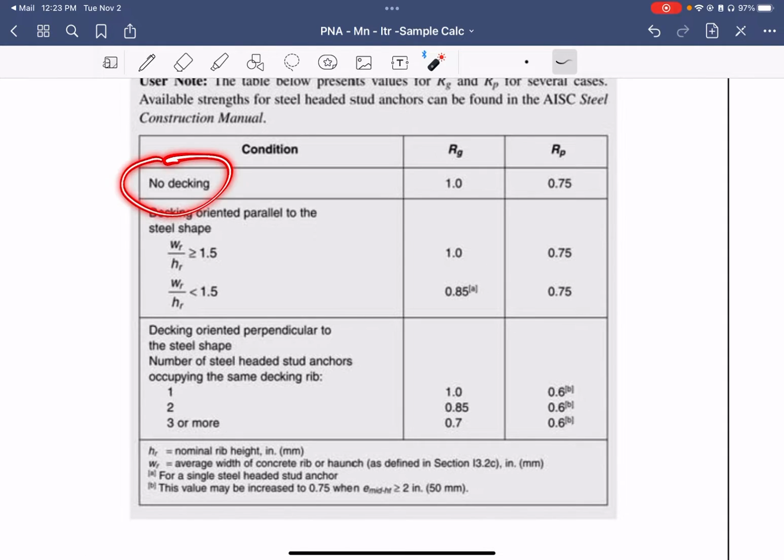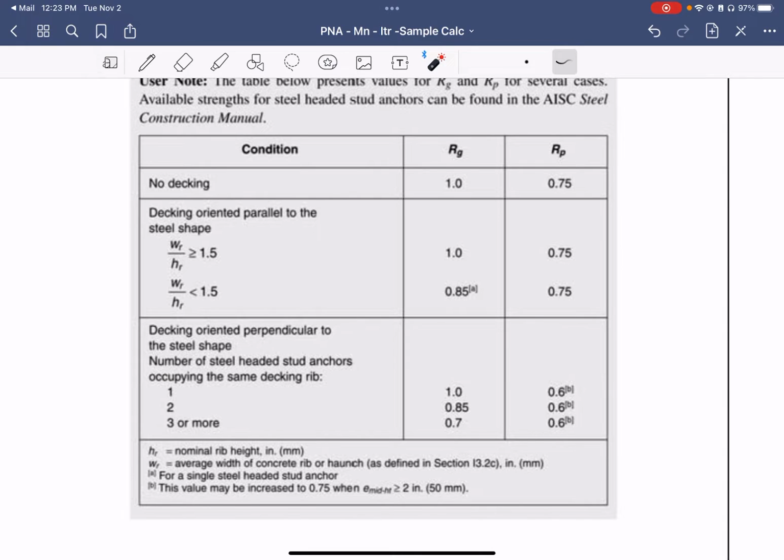If you have no decking, then your RG and RP are essentially fixed. Deck orientation parallel to the steel shape, or deck orientation perpendicular. Understand that if it's a beam or a girder, they have different RG and RP values. In addition to that, there's the number of steel-headed stud anchors occupying the same deck rib: 1, 2, or 3.